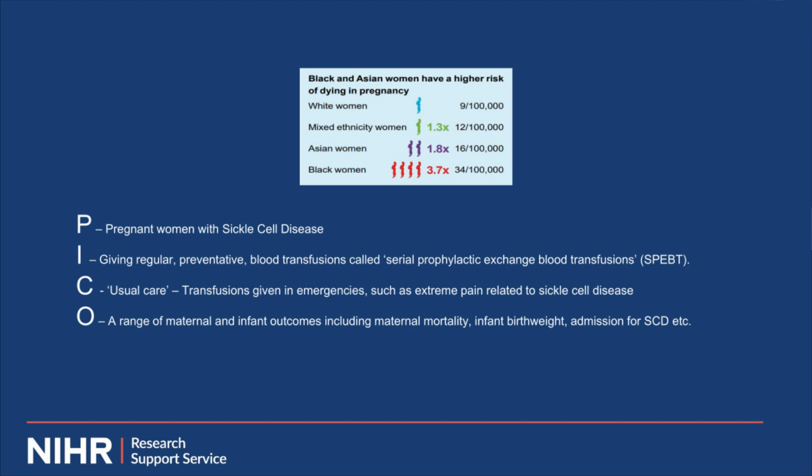The control here was usual care. So usual care would essentially be giving transfusions in emergencies, so only if there's an emergency relating to sickle cell symptoms. And the outcomes that were being collected were a range of maternal and infant outcomes. So this included mortality, birth weight, admission for sickle cell disease related complications and things like that.